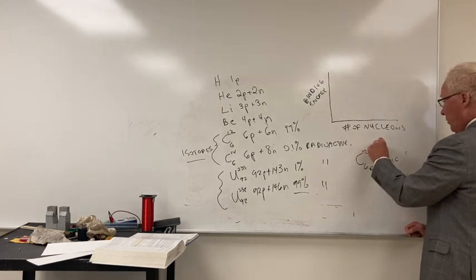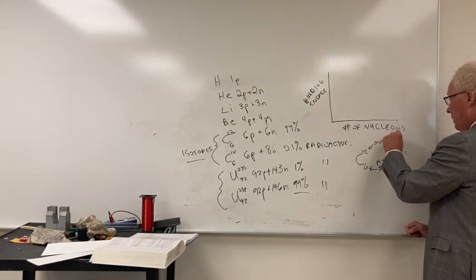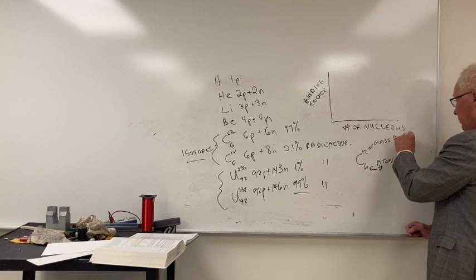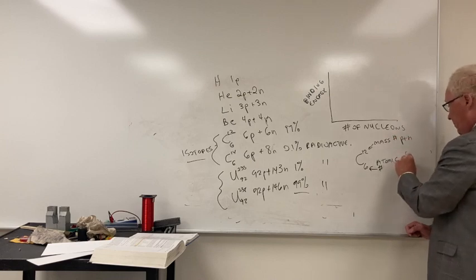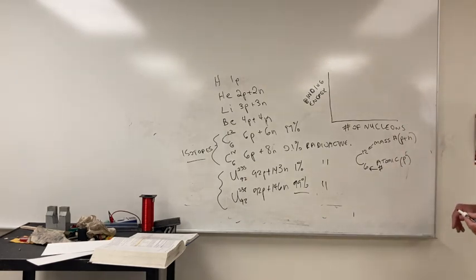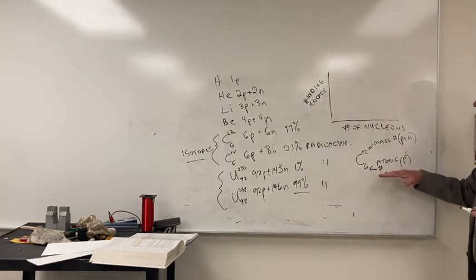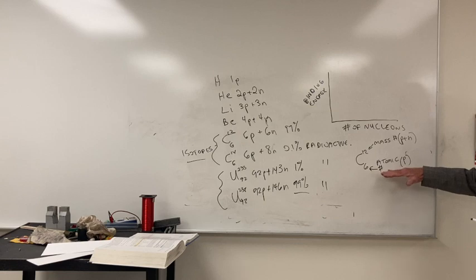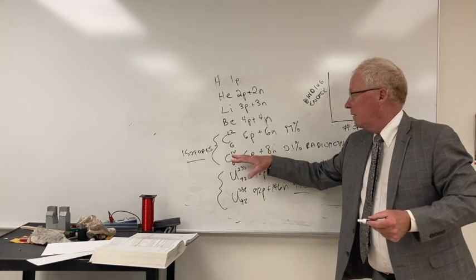And this is what we call the mass number, which is protons plus neutrons. So this is strictly a number of protons. This is a number of protons plus neutrons. So again, the chemical properties of the element are determined by the number of protons.